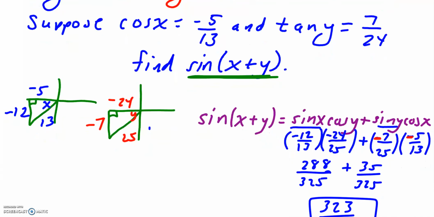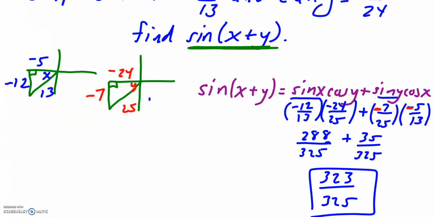Now, if you're trying to find the sine of x plus y, that is the same as sine of x, cosine of y, plus the sine of the other angle and the cosine of the other angle. So all of these ratios should be different. The sine of x, I got to be -12/13. Cosine of y, I got to be -24/25. The sine of y, -7/25. And the cosine of x is -5/13.